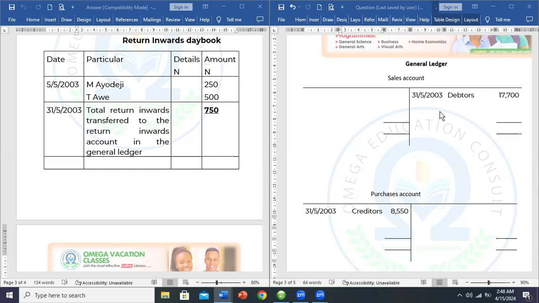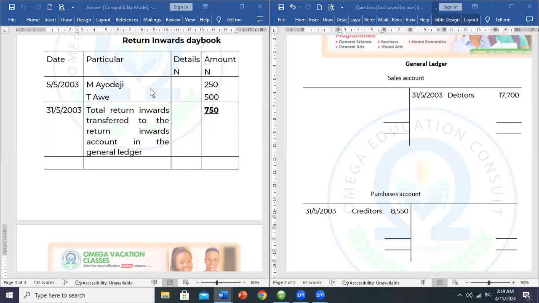So we have seen the purchase day book and sales day book. Let's look at the return invoice. When we defined return invoice, we said that this refers to the amount of goods returned to a business by debtors. So it means that return invoice affects debtors, right? And you can rightly see that it was M. Ayodeji who returned some goods to us, and M. Ayodeji is a debtor. T. Aware was also a debtor. So return invoices are these debtors bringing back some goods they bought from a business to the business.